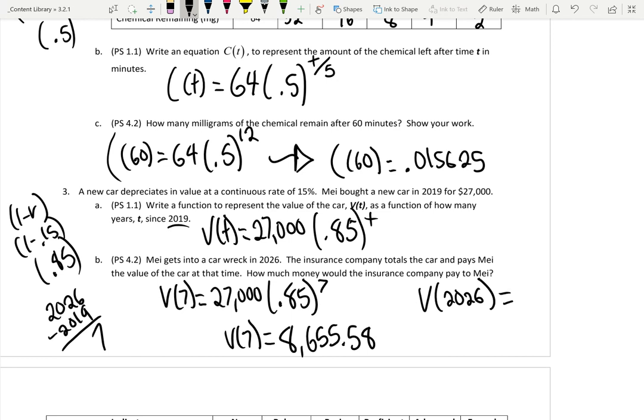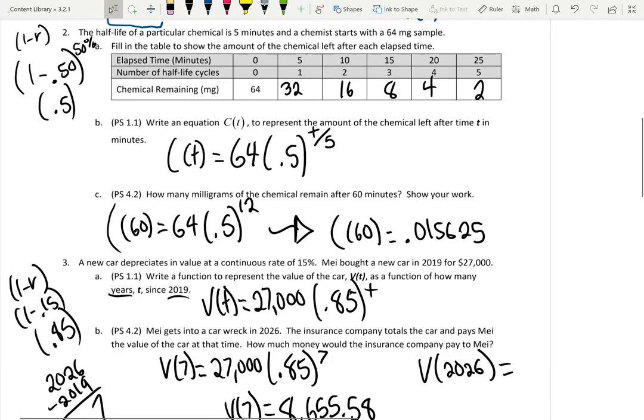You've got to just remember these equations we're using t in. Here, we're using it in years. And in number 2, we had it in minutes.